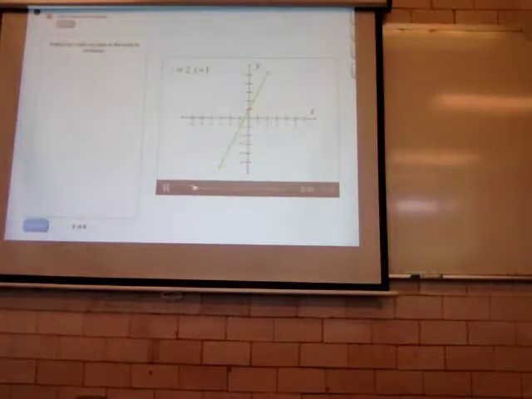Great. Here are the coordinates for some of the points on this line. Now, what's the slope of this line? Here's the formula for slope. For two points with coordinates x1, y1, and x2, y2, it is y2 minus y1 over x2 minus x1.